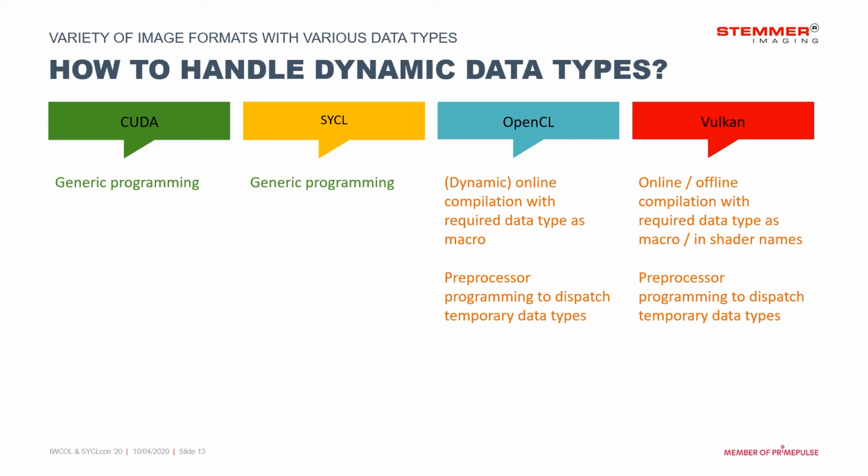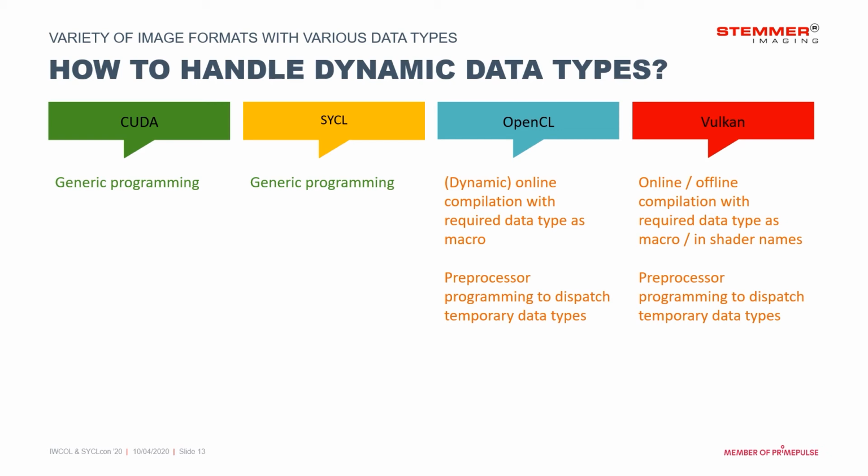In CUDA and SYCL, we can just use the C++ features for template programming and generic programming and provide a generic implementation that works on all data types with some type deduction and so on to get the temporary data types that we need. We can also specialize functions to get more performance for specific implementations.